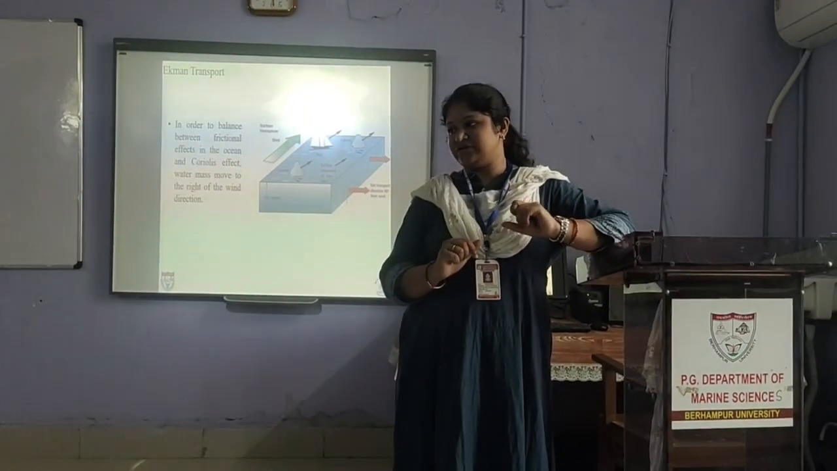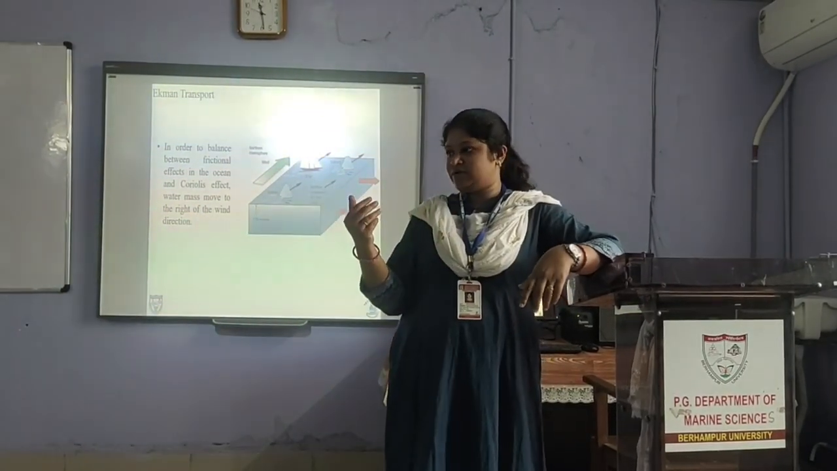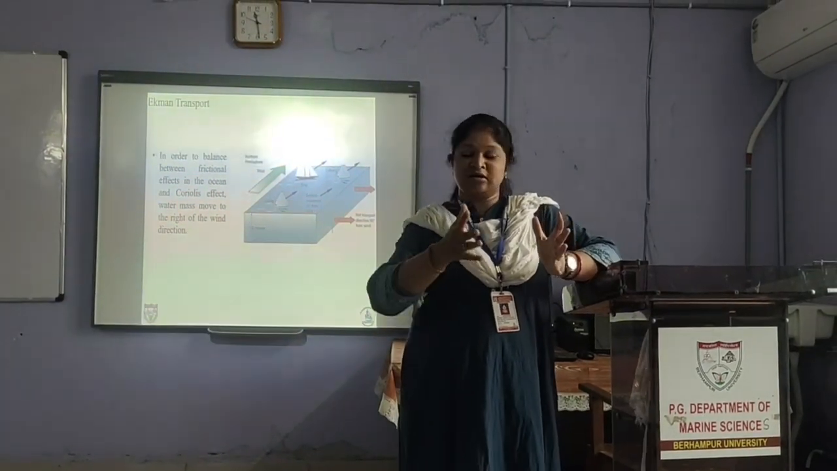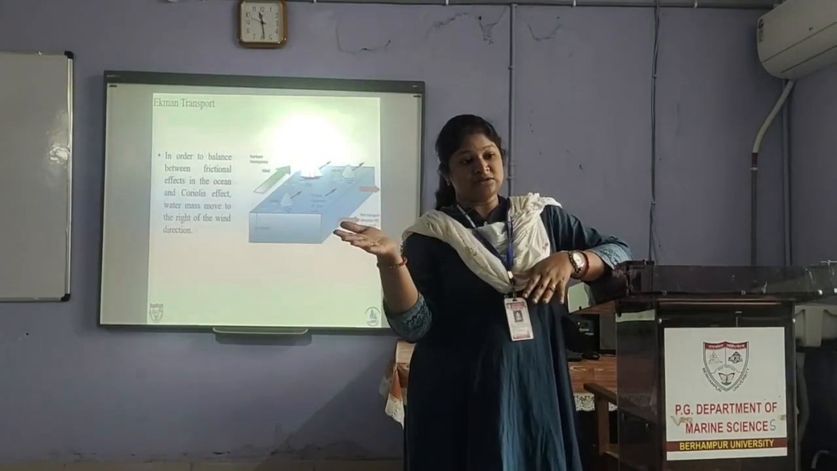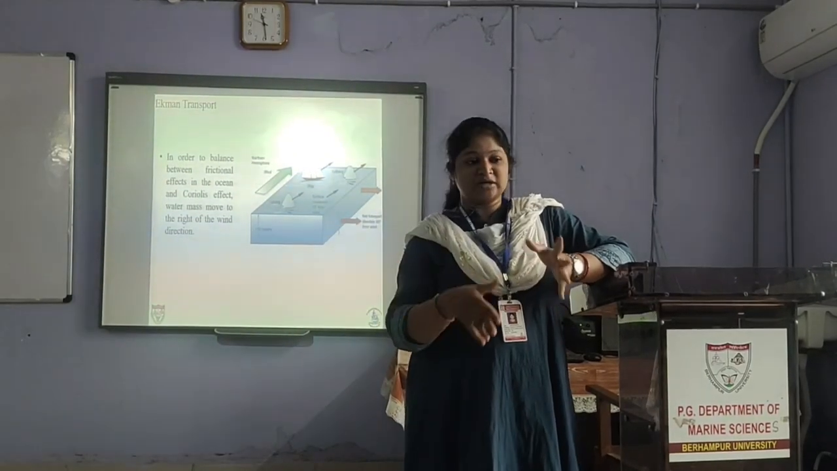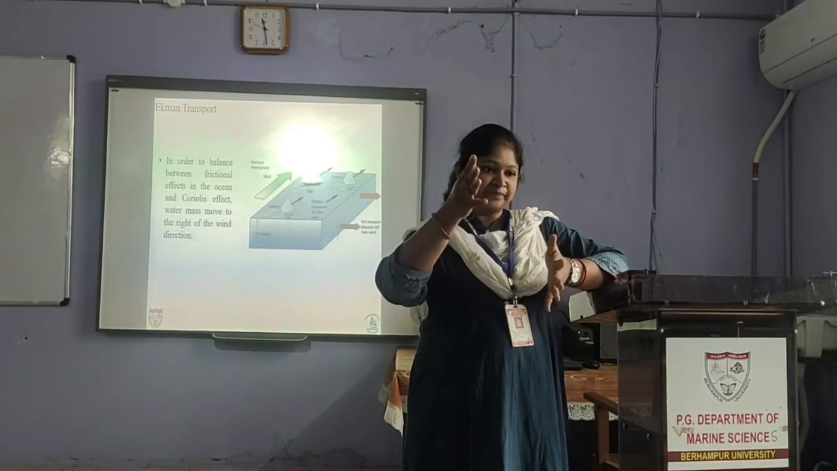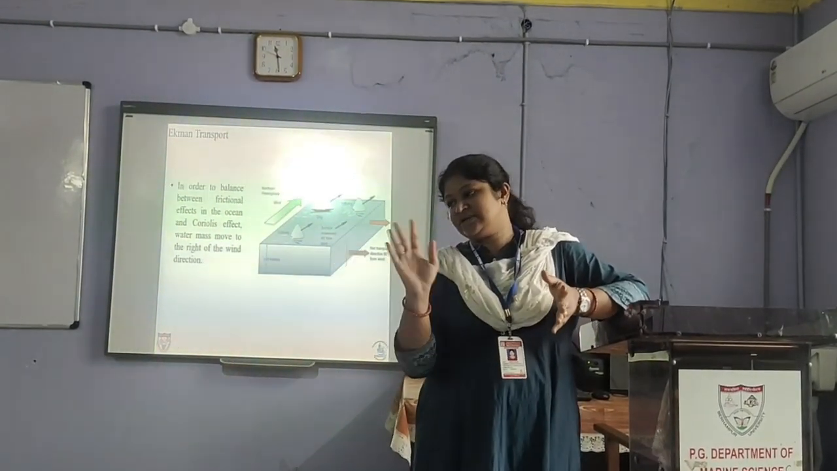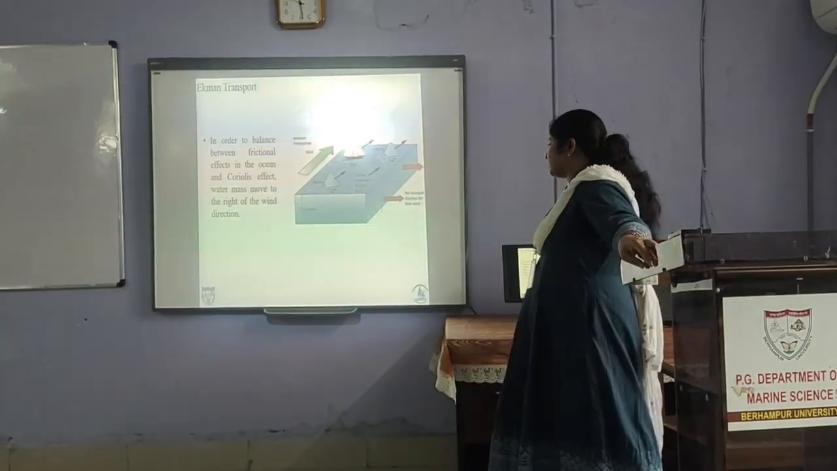Because of the Coriolis force. See, at the equator, what happens? There is no Coriolis force, so the water masses travel along with the wind. But as we move from the equator to the pole, the Coriolis force increases. Right? So because of that, the water masses cannot move alongside the wind. They are deflected towards the right in the northern hemisphere and left in the southern hemisphere.